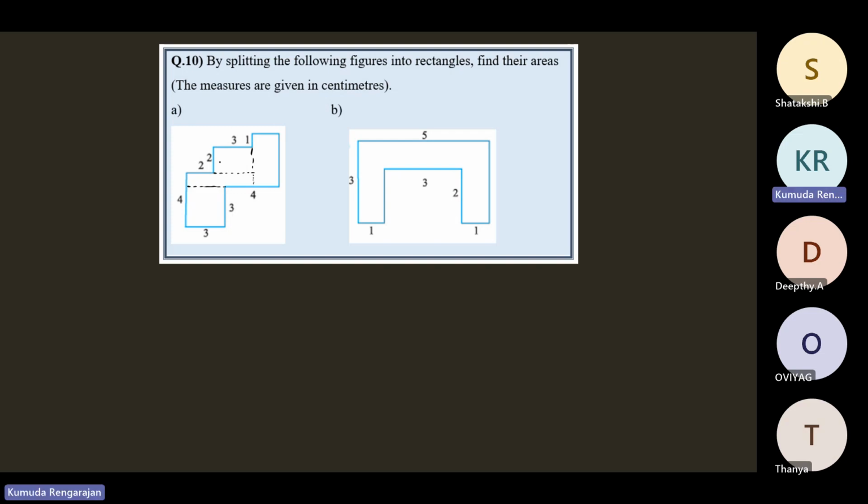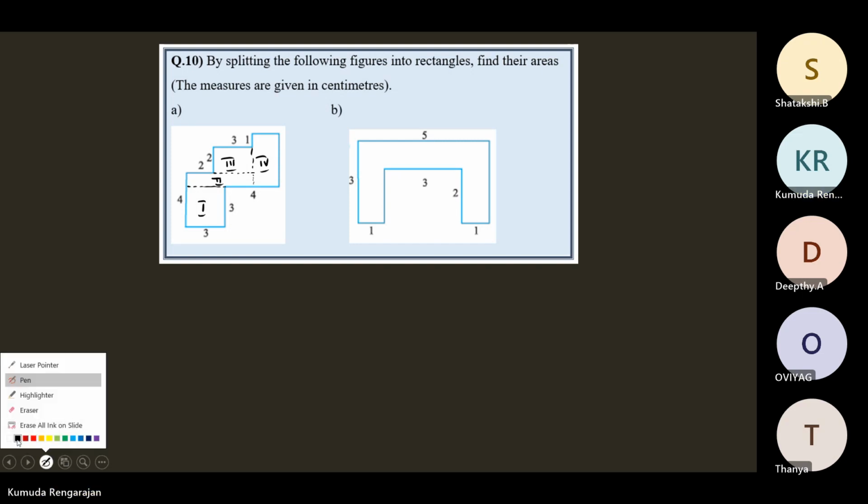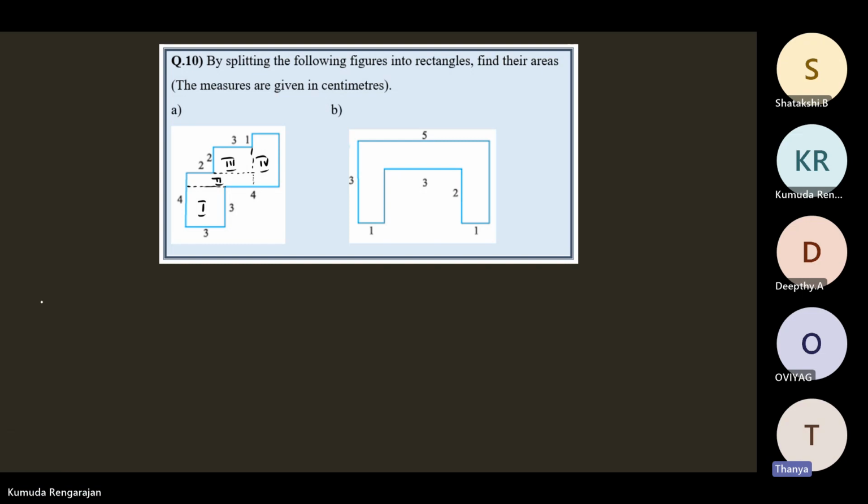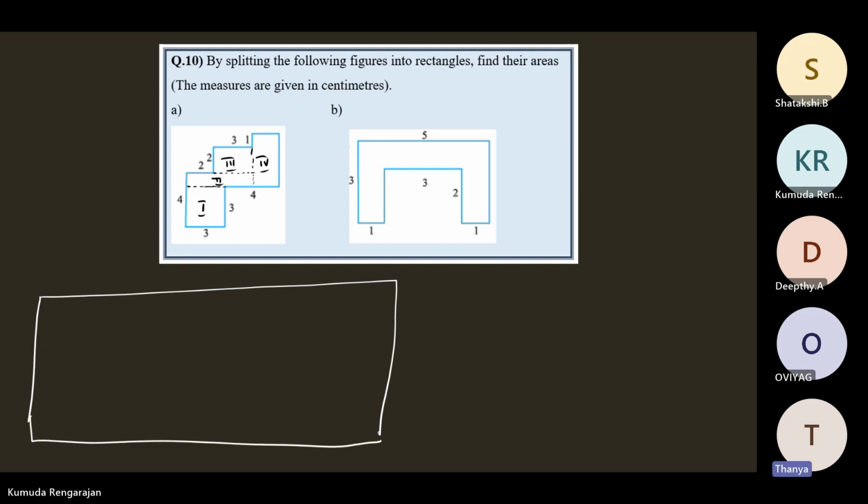Now, Tanya, 1, 2, 3, 4. Tanya, tell me the dimensions of region 1, the length and breadth. Ma'am, should I find out, ma'am? Yeah. Yes, ma'am.